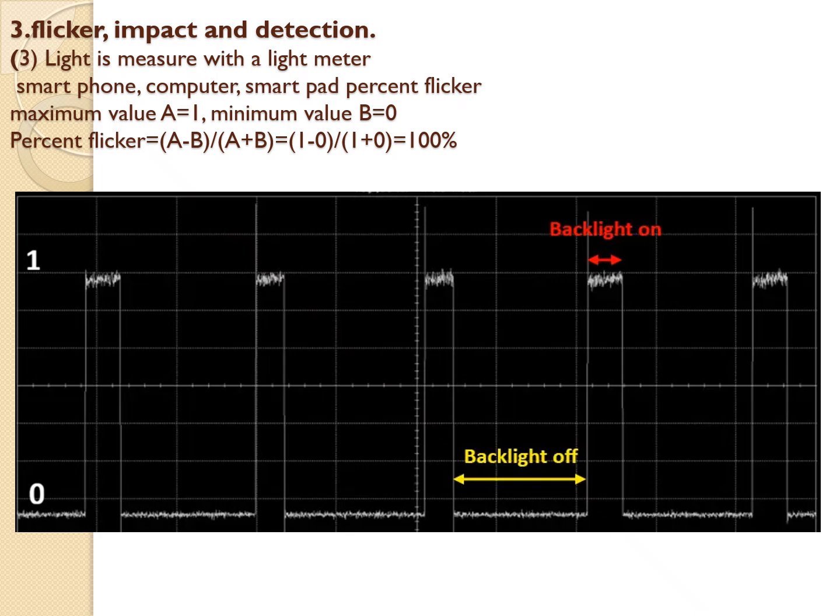Smartphone, computer, and smart pad percent flicker measurement. From the waveform, we know the maximum value A is 1 and the minimum value B is 0. So according to the percent flicker formula, (A minus B) over (A plus B), that is (1 minus 0) over (1 plus 0). So the percent flicker is 100%.